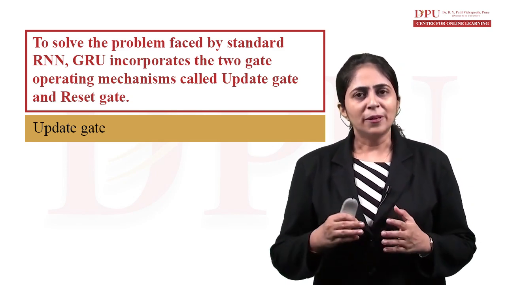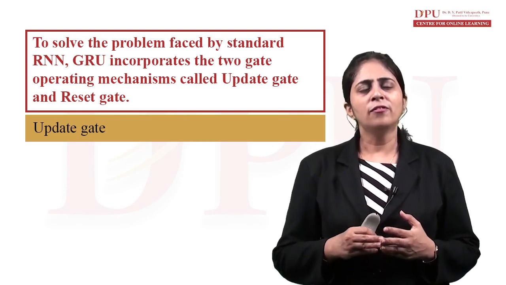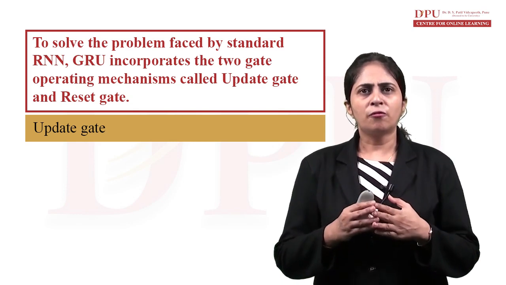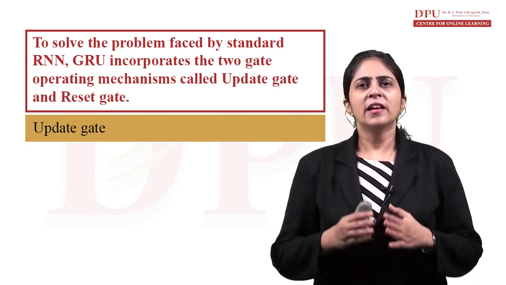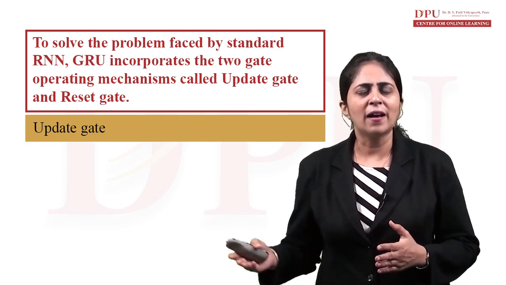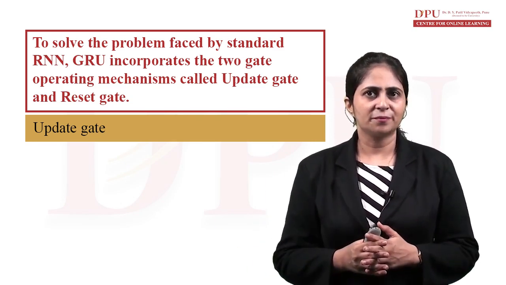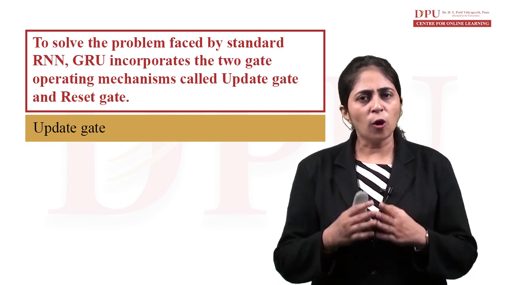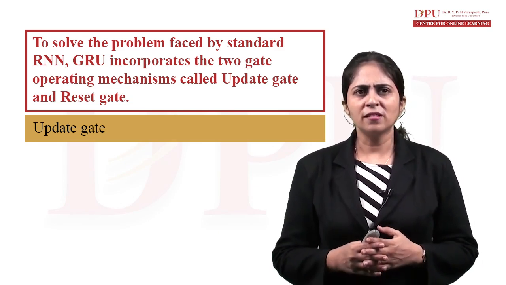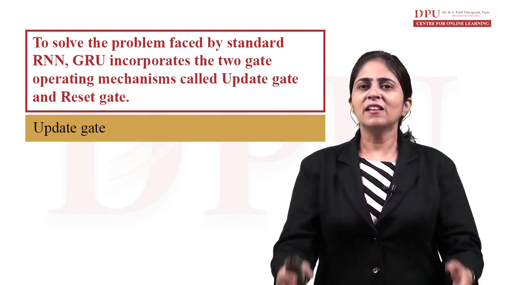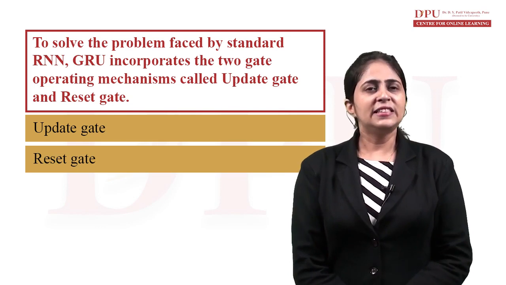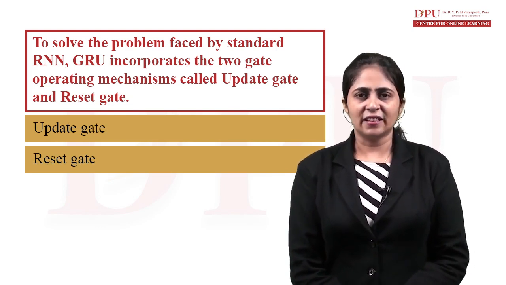How? Because in GRU, we have this update gate. It is responsible for determining exactly what amount of previous information needs to pass along to the next state. This is powerful because the model can decide to copy all the information from the past and eliminate the risk of vanishing gradient. The second gate that we have in our GRU is the reset gate.